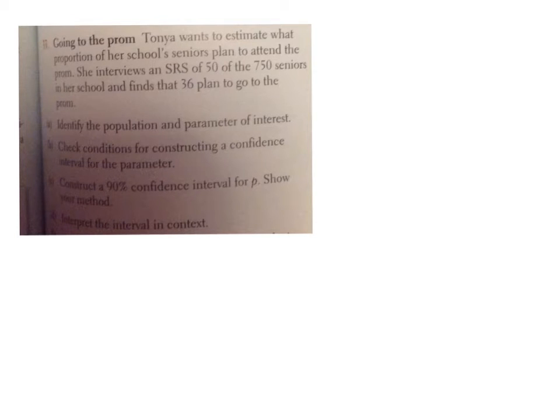Tanya wants to estimate what proportion of her school seniors plan to attend prom. She interviews a simple random sample of 50 of the 750 seniors in her school and finds that 36 plan to go to prom. Identify the population and the parameter of interest. So to me, it looks like the population is the high school seniors at Tanya's school.